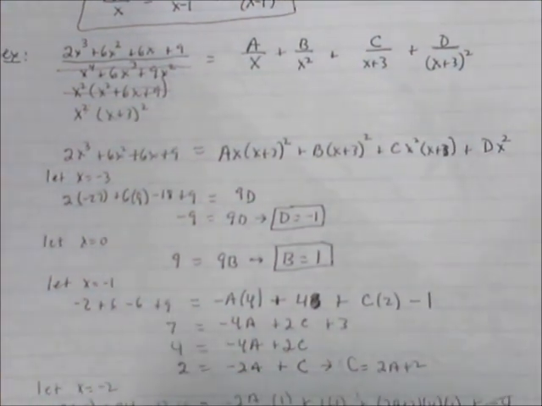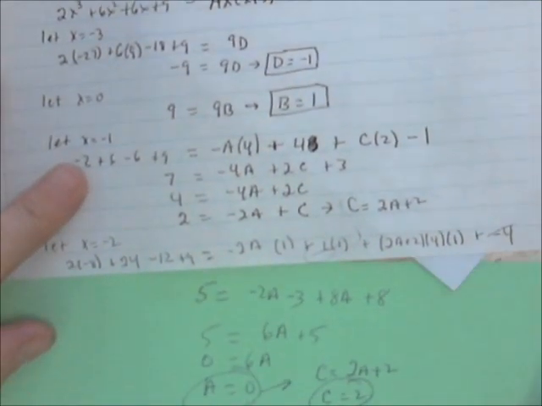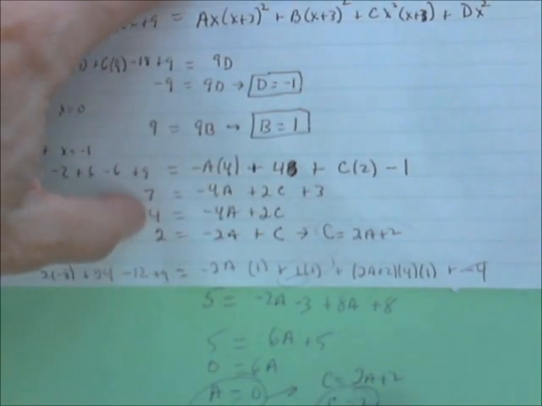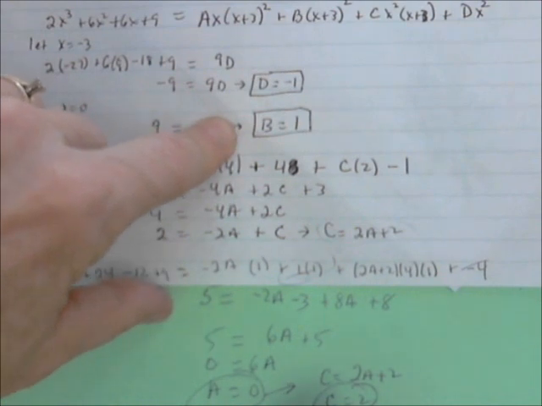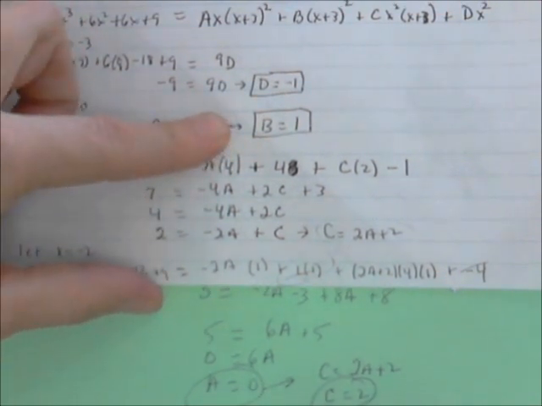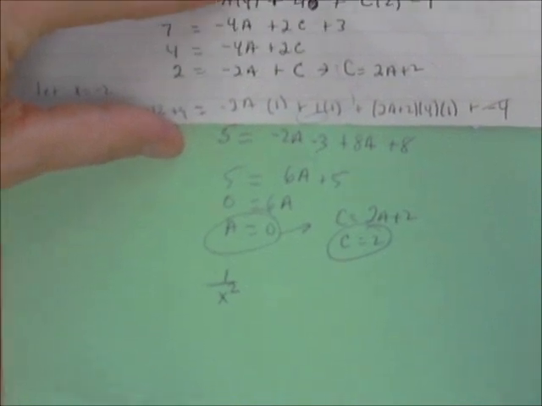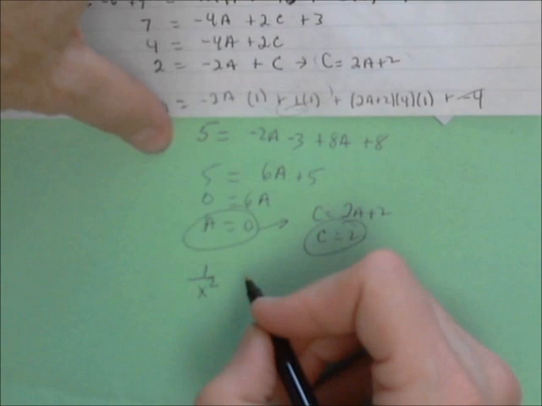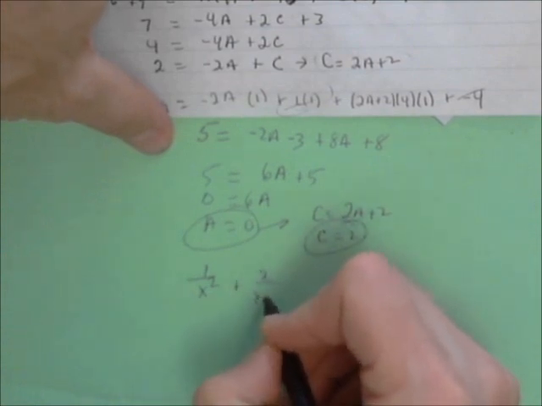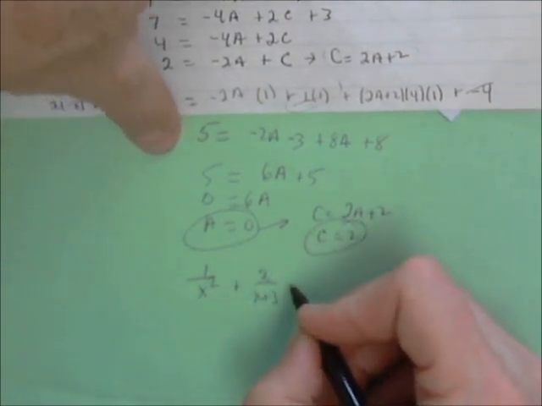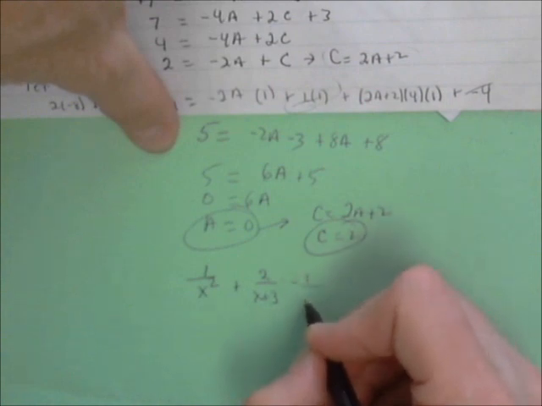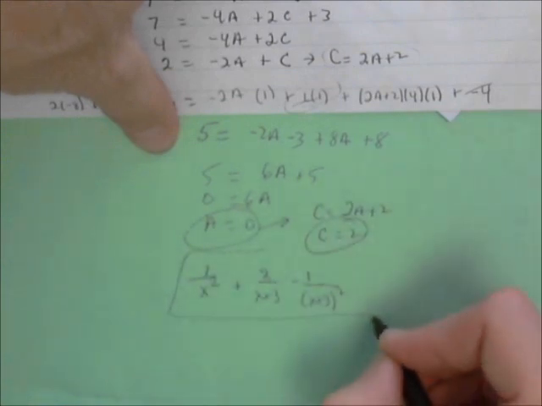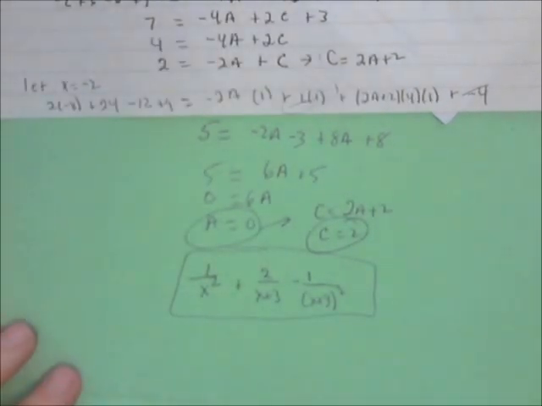And our final answer is 0 over x, which I'm not going to put down. B is 1. So 1 over x squared. Let's see, you can't see that. Here you go. So 1 over x squared, because b is 1. C is 2, plus 2 over x plus 3, and d is -1, so -1 over x plus 3 raised to the second power. So there is the partial fraction breakdown for that original problem.